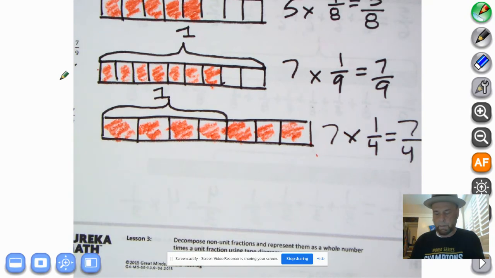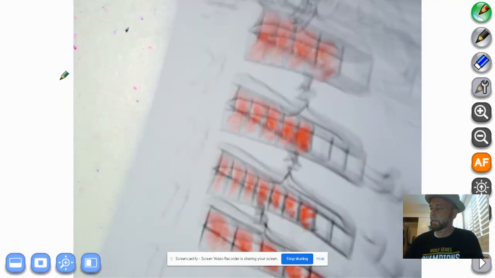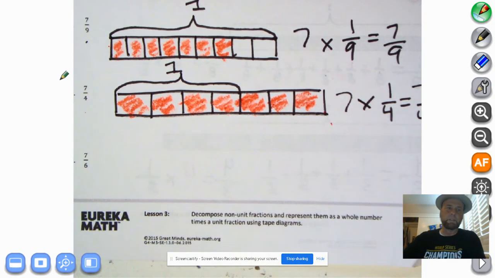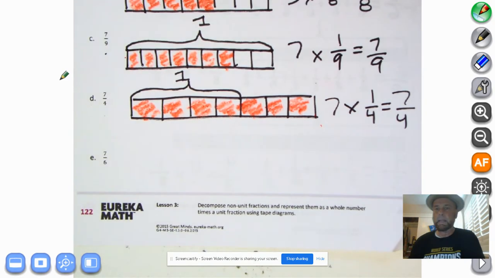Now, the last one on Eureka Math is usually the most difficult one, in my opinion. And let's just take a look at this one. And I want you guys to give it a try. And it's 7/6. So I want you to look at your past work and give this one a try.